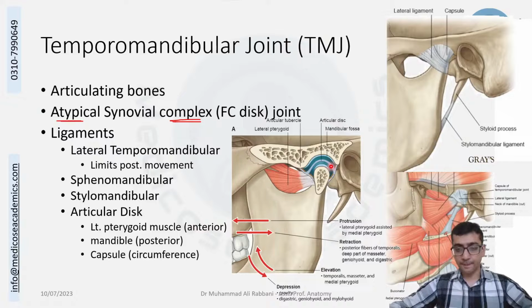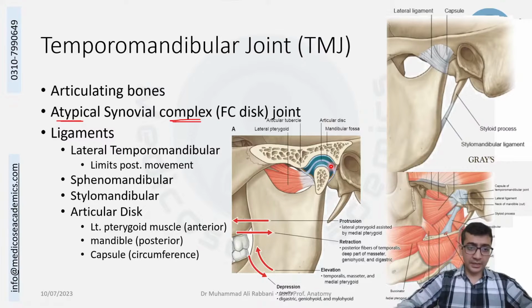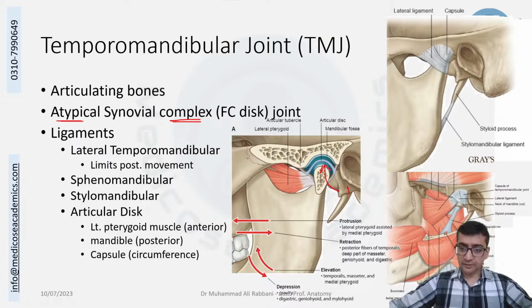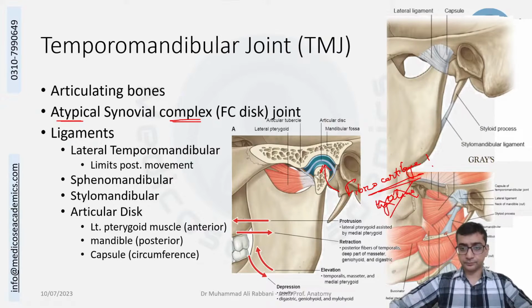It is called atypical joint because the articulating surfaces over the mandibular fossa and the head of the mandible, the condylar process, those are not covered with hyaline cartilage. These are covered with fibrocartilage, and due to this reason, not hyaline cartilage, these are called an atypical synovial joint.